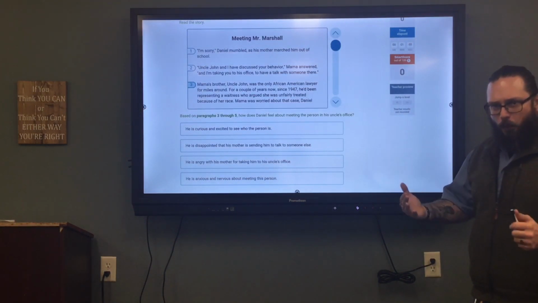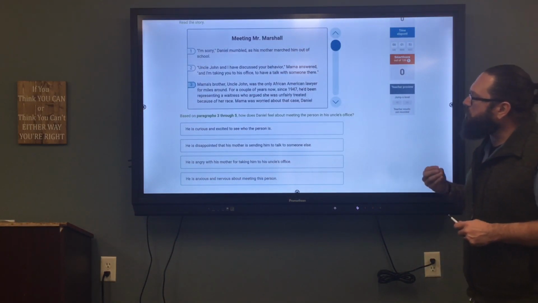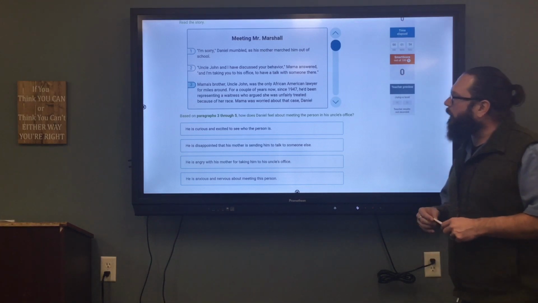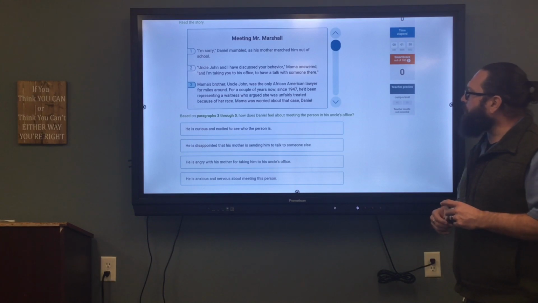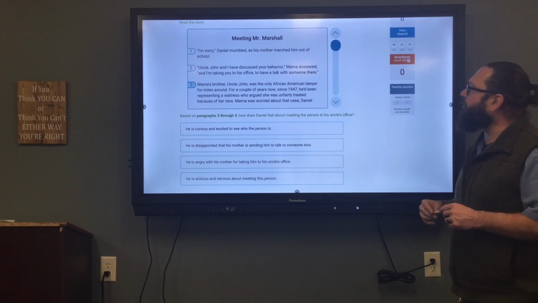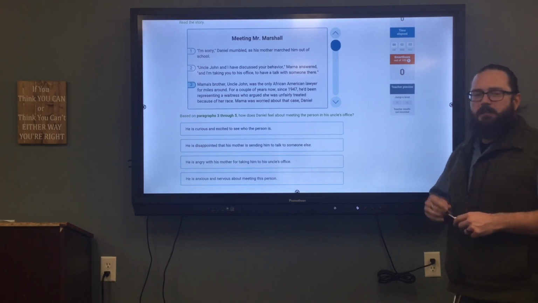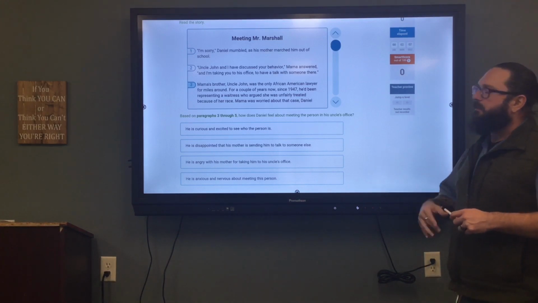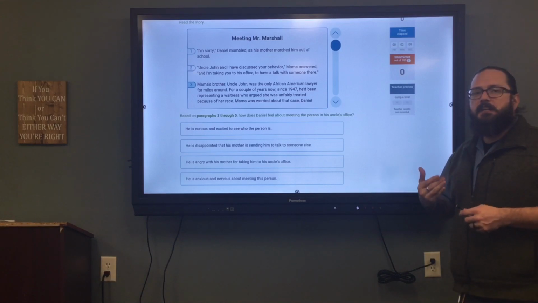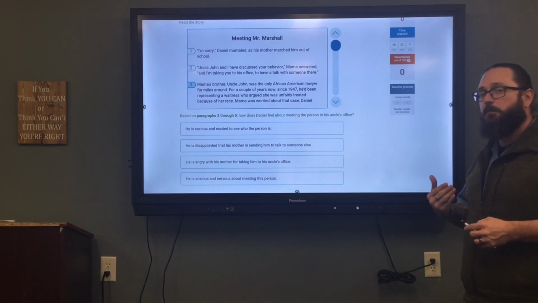So, before we begin reading, the question states, based on paragraphs 3 through 5, how does Daniel feel about meeting the person in his uncle's office? So let's take a look at paragraphs 3 through 5 and see what clues we find to help us answer this particular question.